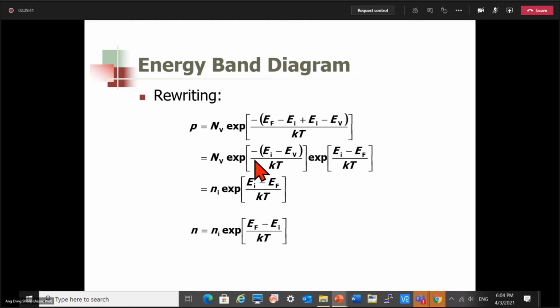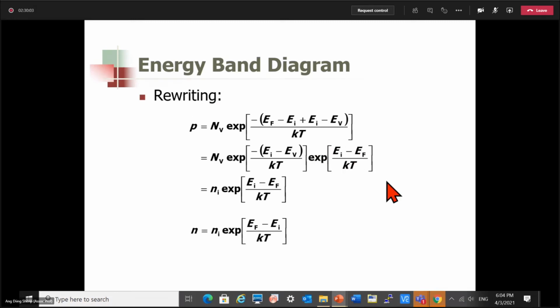In the first exponential function, I've grouped EI minus EV, taking this term and this term as the exponent of the first exponential term. The second one is here: I've taken EF minus EI with a negative sign in front to be the exponent for the second exponential term.